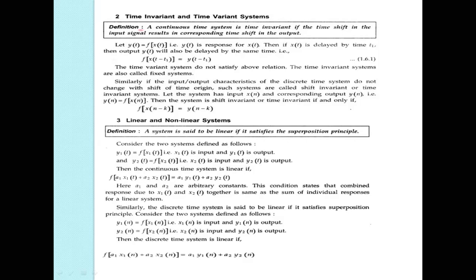A continuous time system is time invariant if the time shift in the input signal results in a corresponding time shift in the output also. That is a time invariant system. I will give one example here, my dear students.